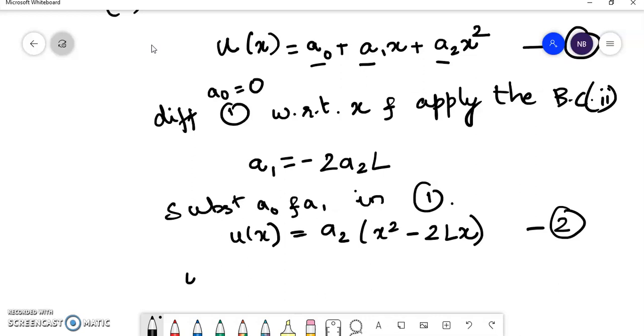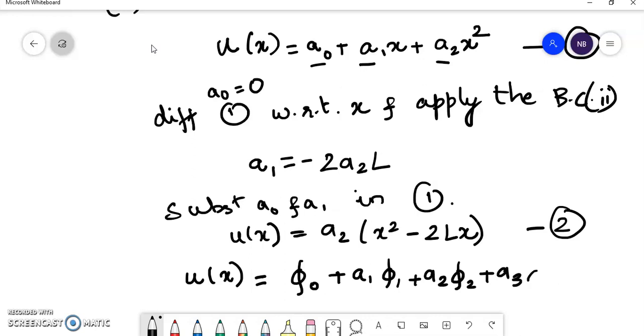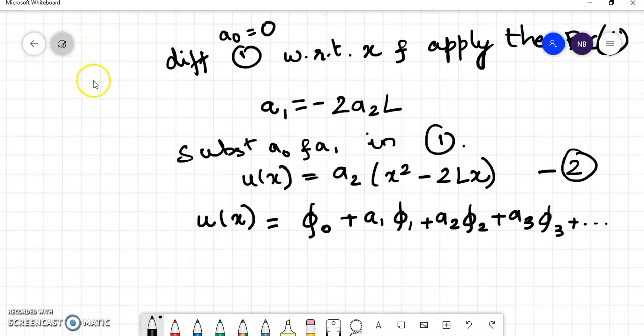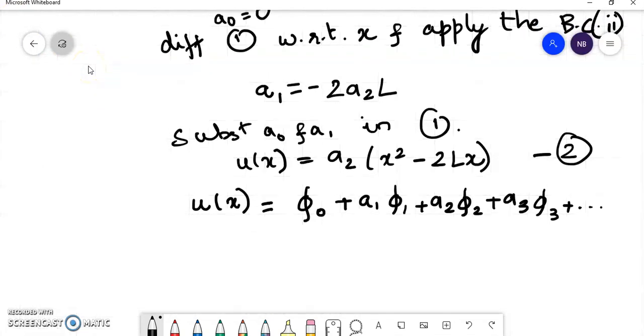Now we know in Galerkin method we are supposed to assume an equation of this form: phi 0 plus a1 phi 1 plus a2 phi 2 plus a3 phi 3 and so on. What we have to do here is, we know that phi 0, phi 1, phi 2 and so on are trial functions. These are called the trial functions.